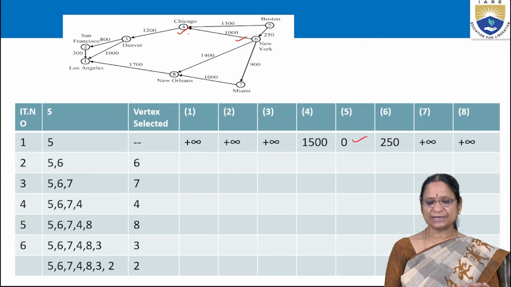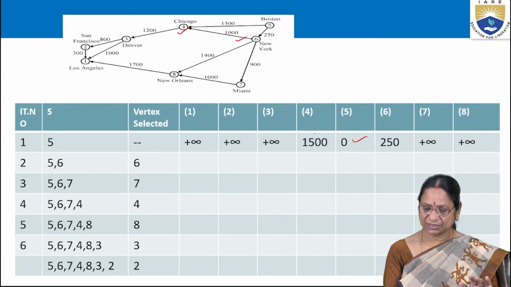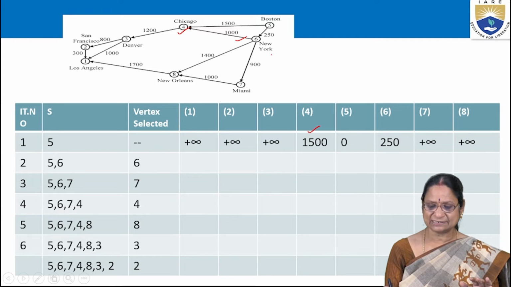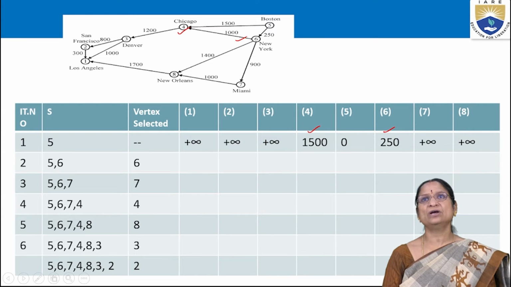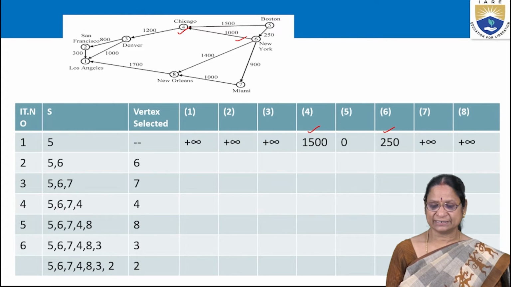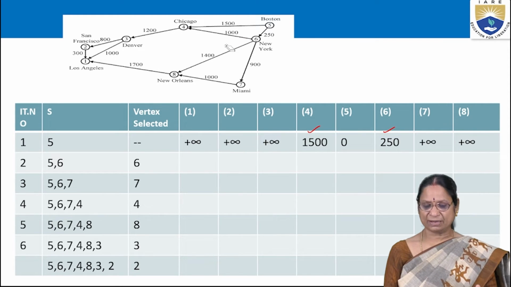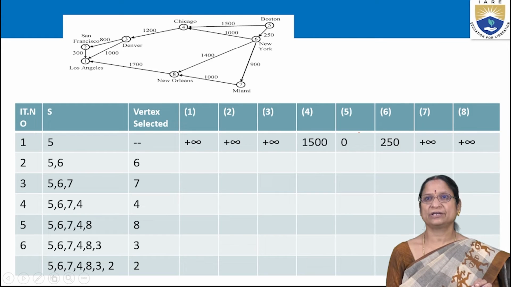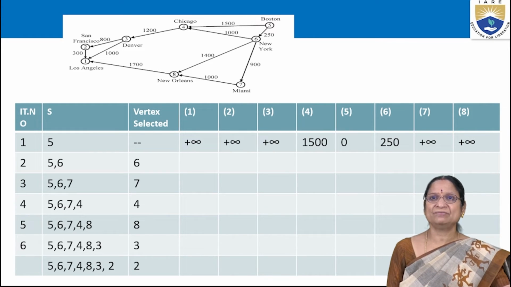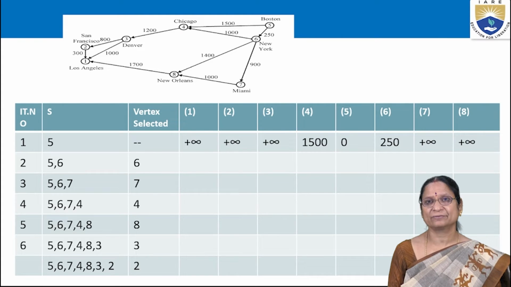What is the distance to 4? It is 1500, so infinity can be updated with 1500. Similarly, to 6, which is Newark, it is 250. So infinity can be updated, because directly we can reach Chicago and Newark by covering a distance of 1500 and 250 respectively. If 5 is the source, these are the initial values. Direct edges are updated, source to source is 0 and all others are infinity. Similarly to what we did previously, we can use a tabular form here.